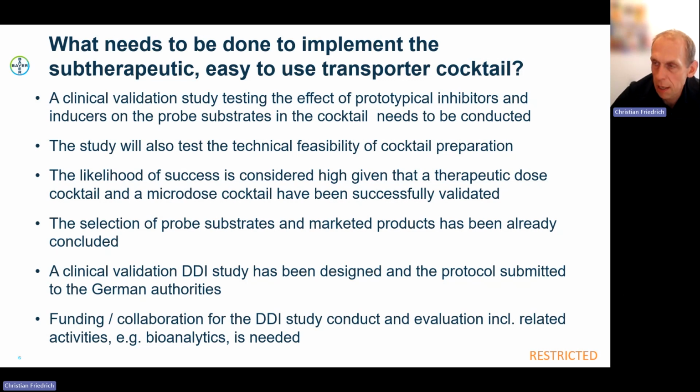We consider the likelihood of success very high, given that the therapeutic dose cocktail has been already validated and a microdose cocktail has been validated. We already looked into the selection of probe substrates and marketed products, and a clinical validation study has been designed and the protocol submitted to German authorities. And now we are looking for funding collaboration for the DDI study conduct and evaluation, including activities like bioanalytics and so forth.